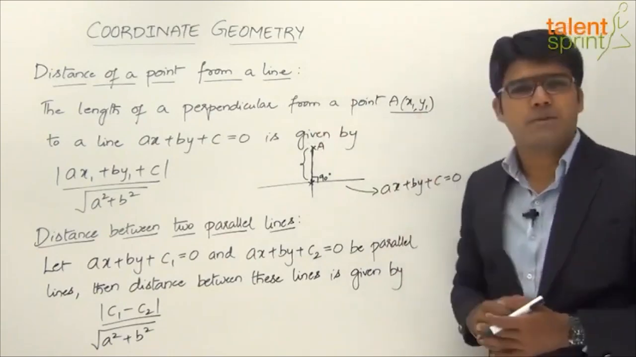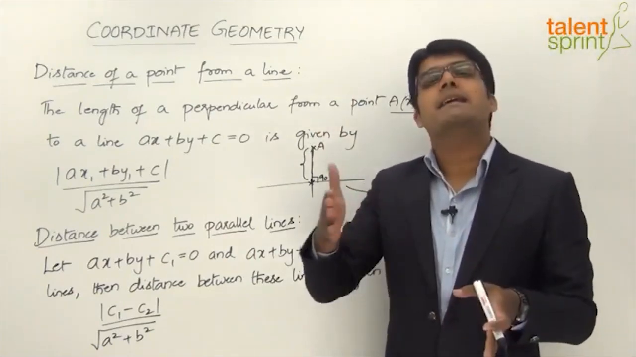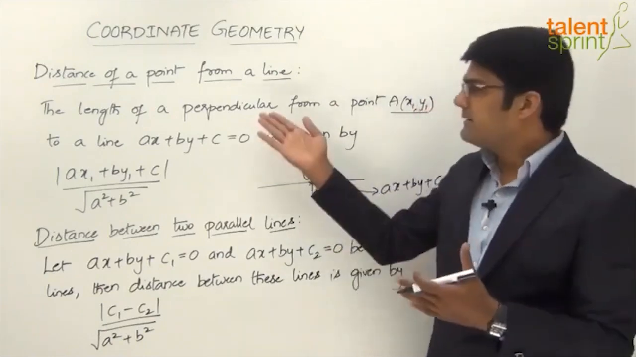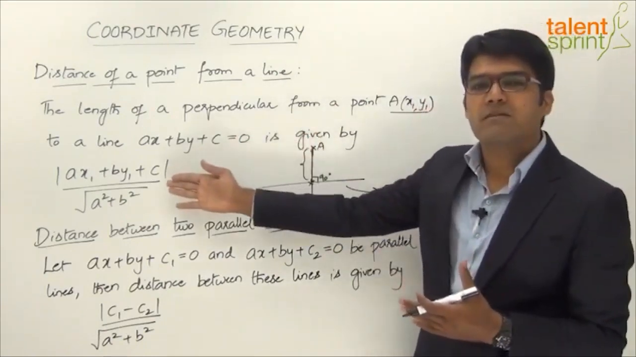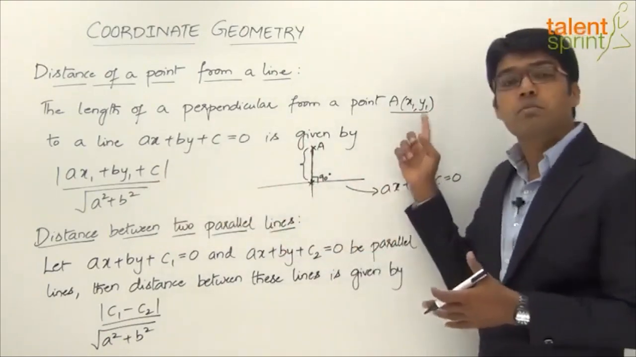Here the point is x1 comma y1, but let's say we have to find out the distance between the origin and a given line. How do we measure it? It is given by the same formula, ax1 plus by1 plus c divided by root over a square plus b square. But x1 and y1 both are 0.